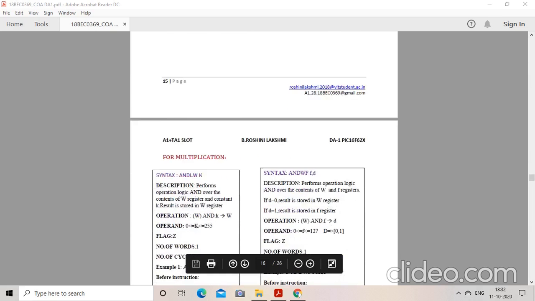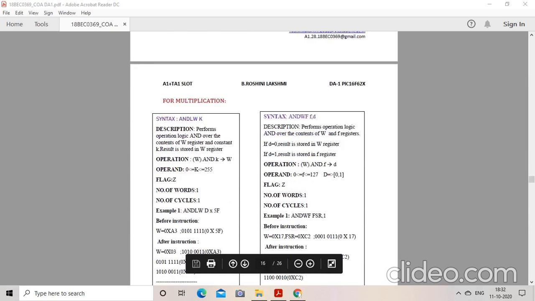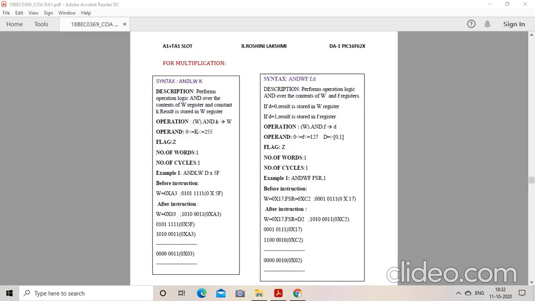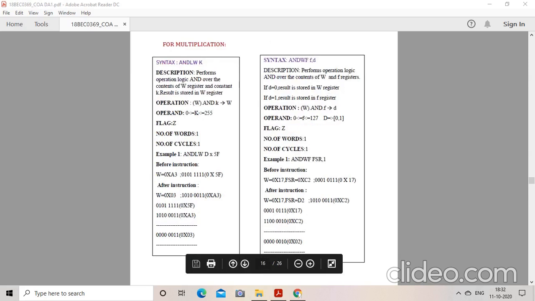Now for multiplication. The syntax involved is ANDLW K and ANDWF F, D. The operation that we use is W AND K, and the result is stored in the W register. Here the flag affected is only Z. For example, ANDLW 0x5F. Before the instruction, W is 0x83, shown here in hexadecimal and binary form. After the instruction, the operation is done and the result is 0x03. This will be stored back in W.